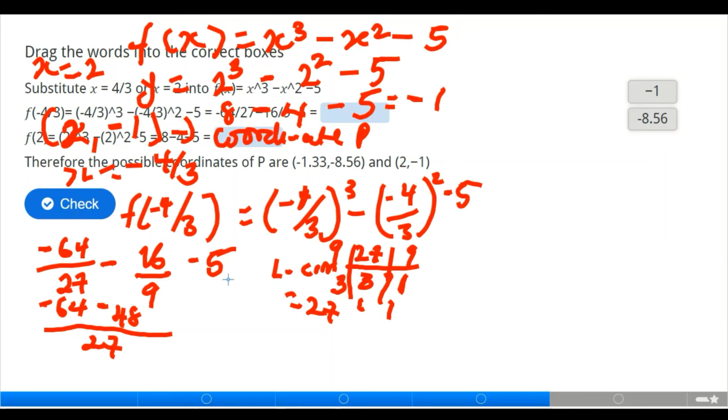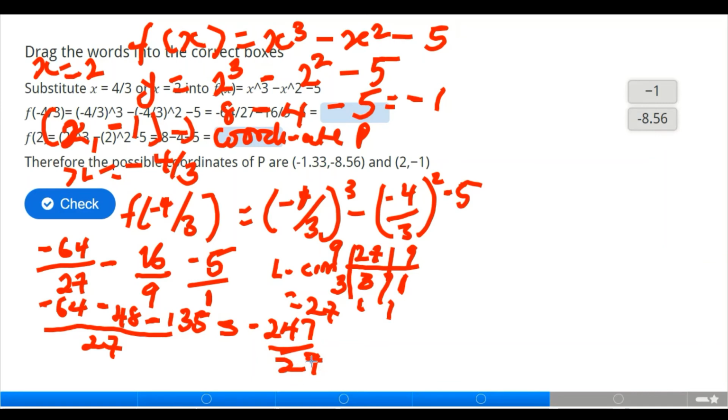Okay. Now this one is just like we have overall. 27 times 1, that is 27. 27 times 5 is 135. Remember, we have a negative sign here. So we have minus 64, minus 48, minus 135. That's going to give us minus 247 divided by 27.